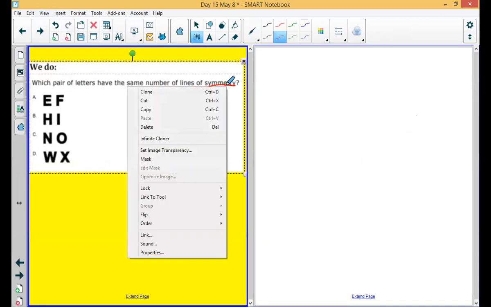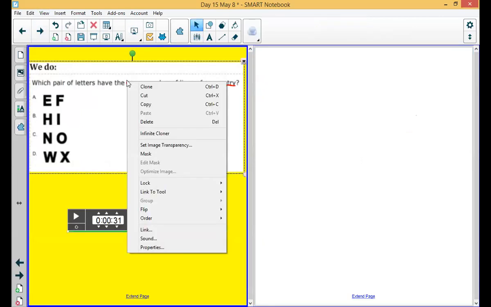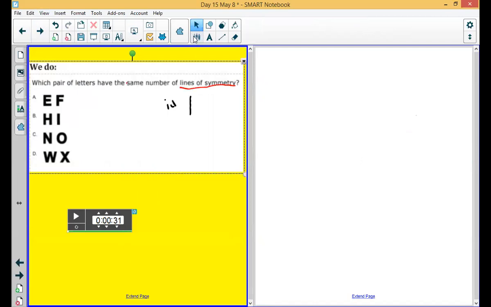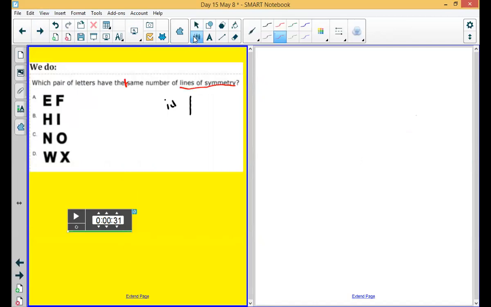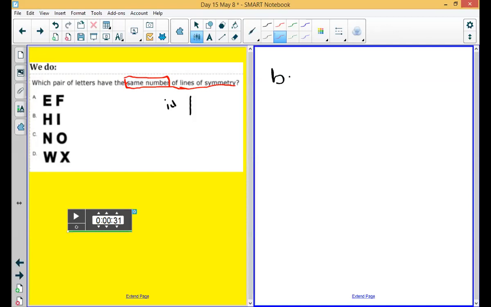And here I'm looking for the same number of lines of symmetry. Okay. So go ahead and make sure you've circled that because I need to make sure I'm looking for the same number of lines of symmetry. And remember, symmetry means that both sides are identical.